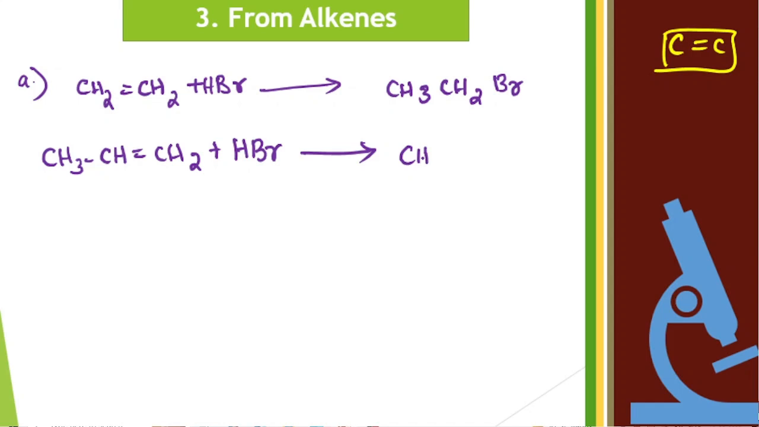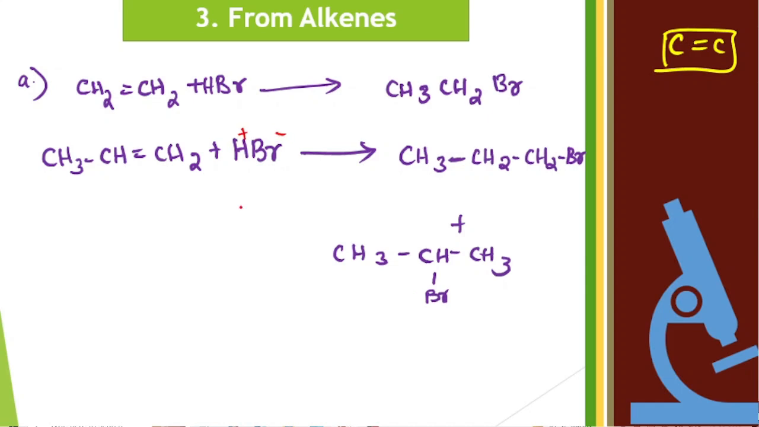One of the products is CH3CH2CH2Br. This is the first product. And another product will also be formed. That will be CH3CHBrCH3. This is the second product formed. The first product formed will be the minor product. Why? Because according to the rule, the negative part of HBr, that is Br, will be attached to the carbon containing less number of hydrogens. Then this will be your major product, and this will be your minor product. Okay. So this is Markovnikov's rule.